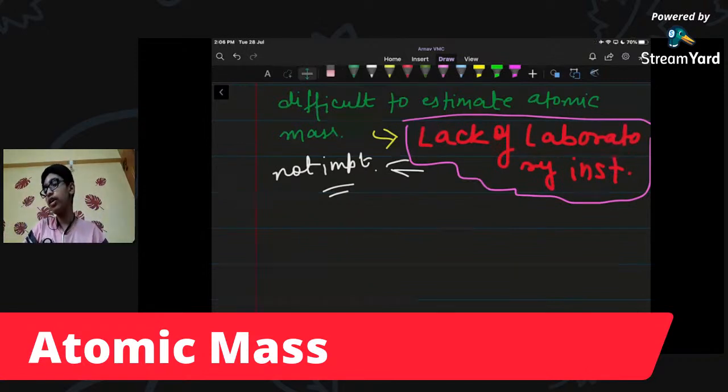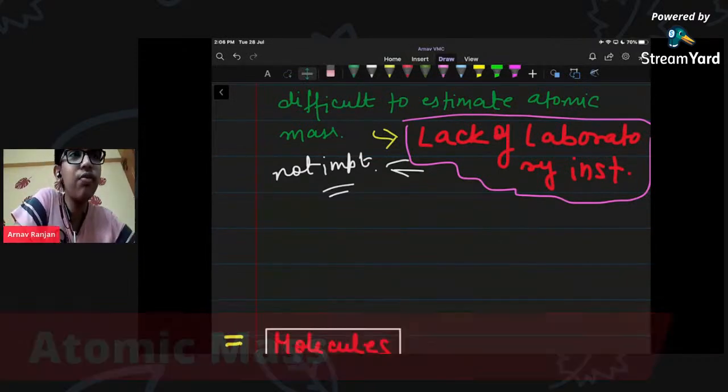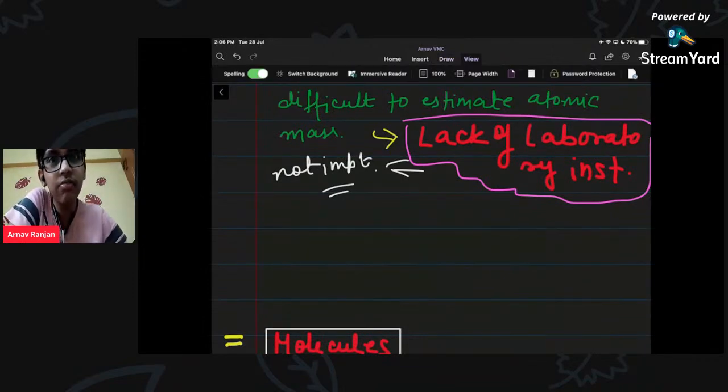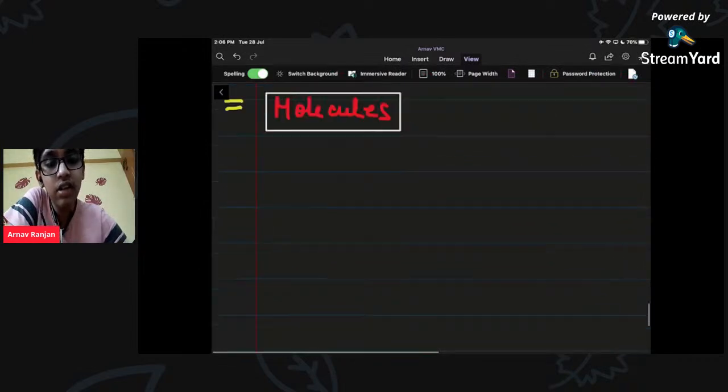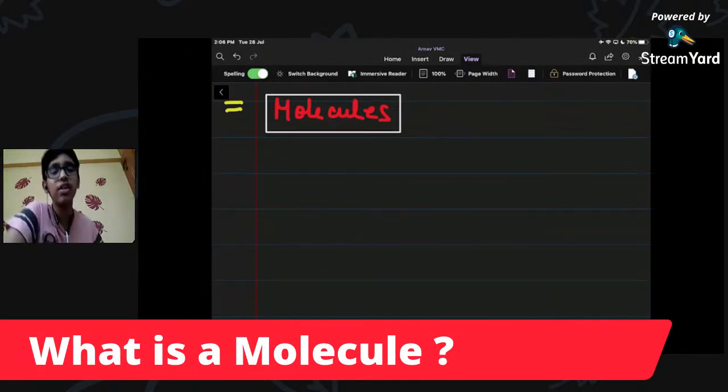So this was the atomic mass. Next we will talk about your favorite thing. Many of you would already have guessed it or have seen it at the bottom of my screen. So it's the molecule. It's very important. Everything is very important, I know. Many of you are asking why I say everything is very important, but it is very important, like molecule and all.